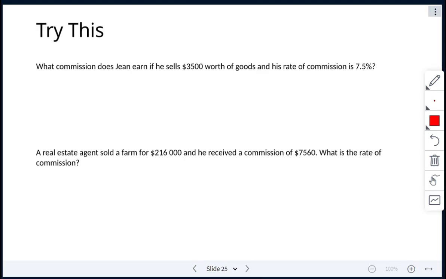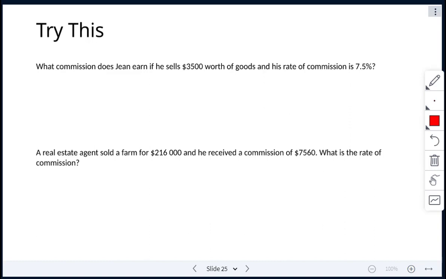All right, so I'll give you guys a couple minutes to try these two questions. First one, what commission does Gene earn if he sells $3,500 worth of goods and his rate of commission is 7.5%? Second one, a real estate agent sold a farm for $216,000 and he received a commission of $7,560. What is the rate of commission? Okay, so you need to set up the ratios and then solve.